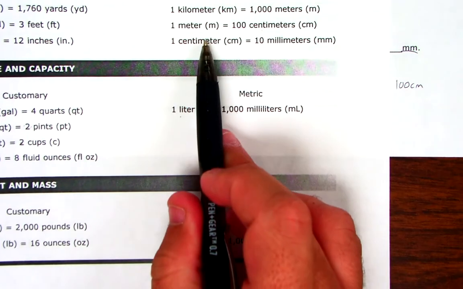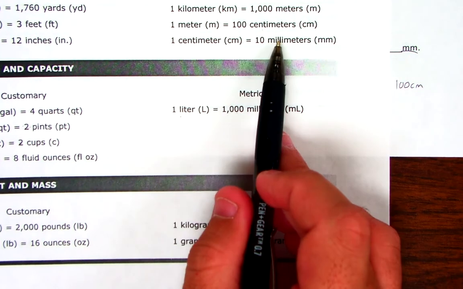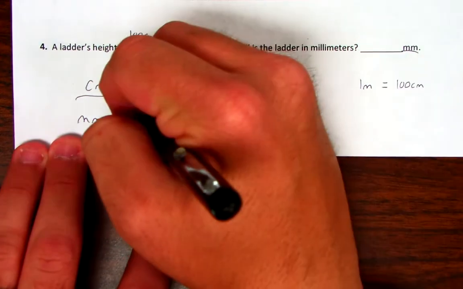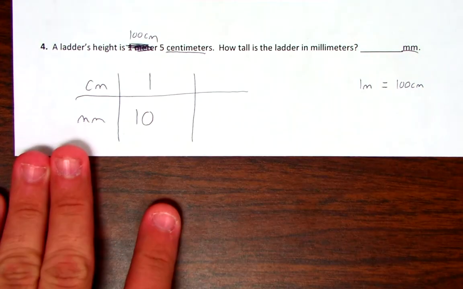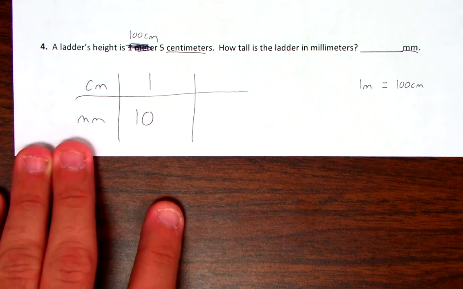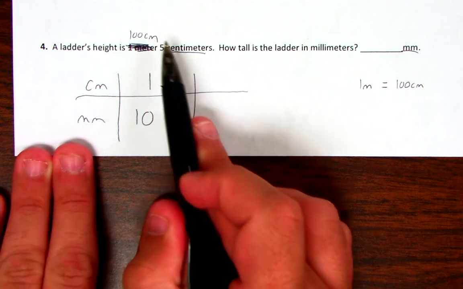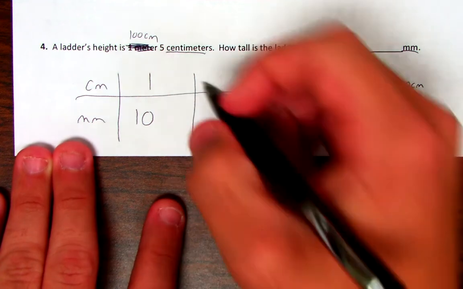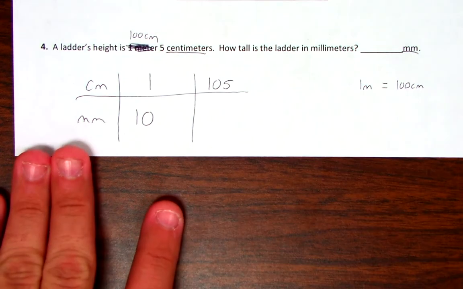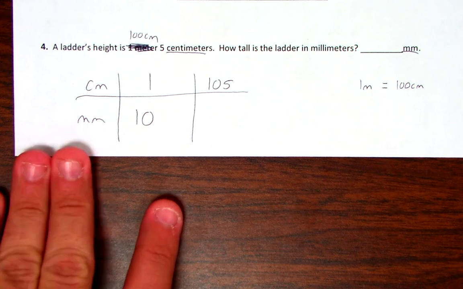Well, it says right here that 1 centimeter is equal to 10 millimeters. So 1 centimeter is 10 millimeters. Well, how many centimeters do I have altogether? Well, look, 100 plus 5 is 105. Wow, Mr. Nolan, you're a genius. I'm like, yes, I am.